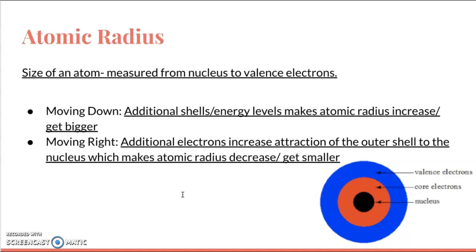My trend for atomic radius is, as I move down my periodic table, I'm going to have more electrons, which means additional energy levels, which we're going to look at also tomorrow, making my atomic radius increase or get bigger. So as I move down, my atom gets bigger in size. But as I move across, more electrons are actually going to be attracted to the nucleus, making my nucleus hold on to those electrons, and my atomic radius actually gets smaller. They're going to be more compact.